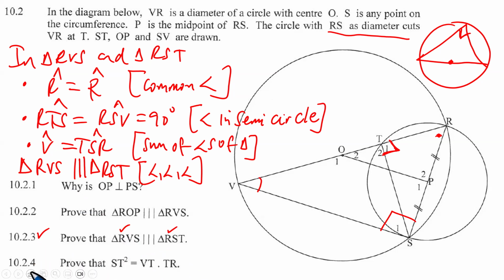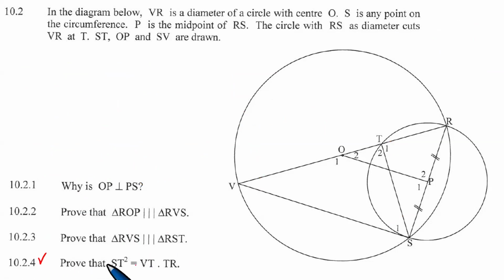So we have been able to do 10.2.3, then we need to do 10.2.4. To do 10.2.4, we proceed as follows. Right, so 10.2.4 is way too easy. We need to prove that ST squared is equal to VT times TR. Okay, so how to prove this? To prove this, you need to decide the triangles in which to work.